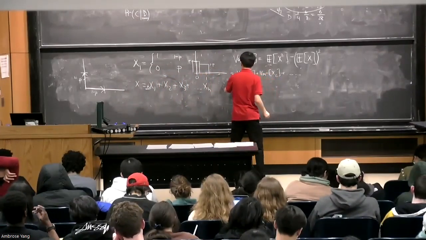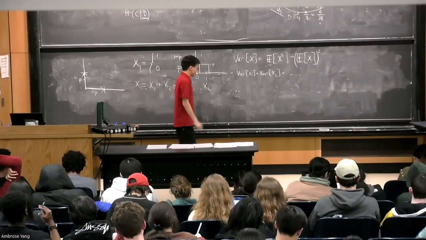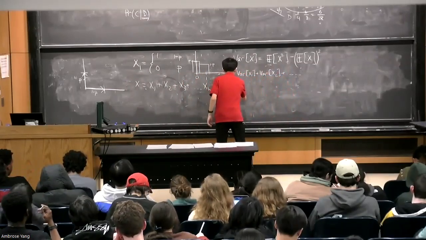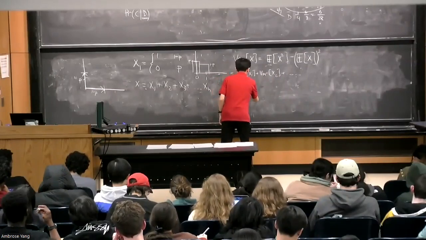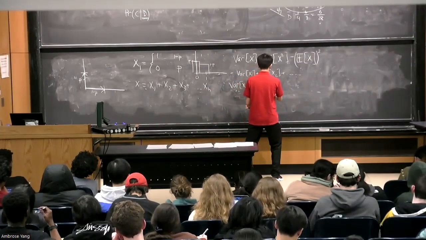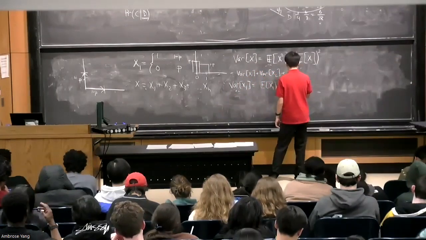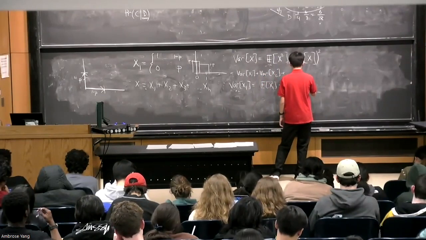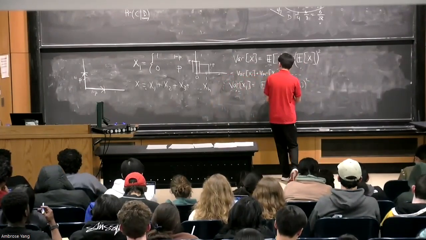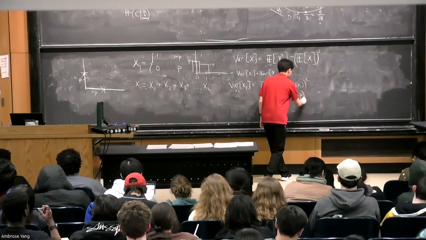In this case, we're just going to do this. All of them are the same, so I can just calculate one of them. Variance of x1 equals E of x1 squared minus E of x1, squared. What's E of x1? We calculated that as 1 minus p. So 1 minus p squared.